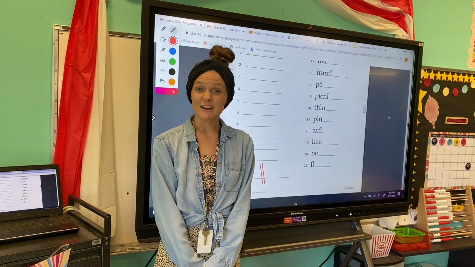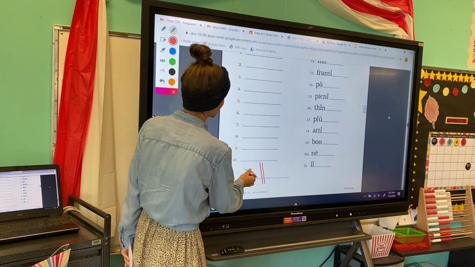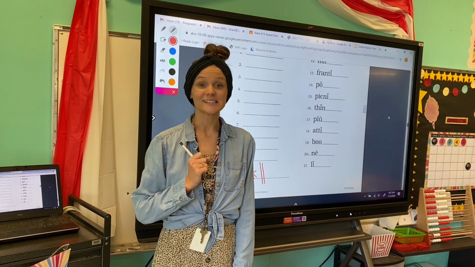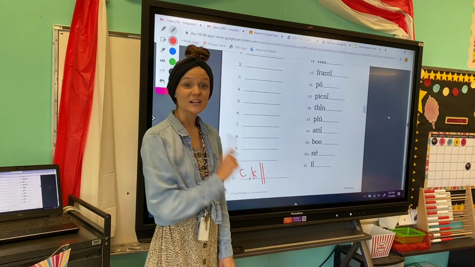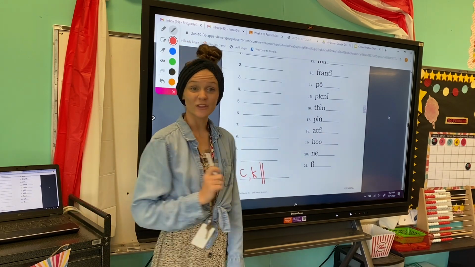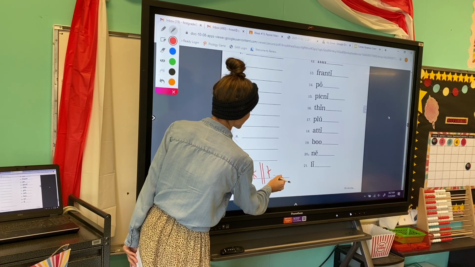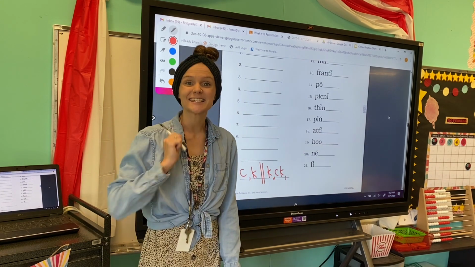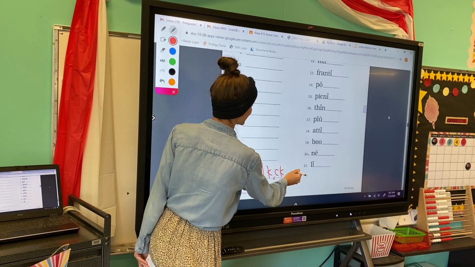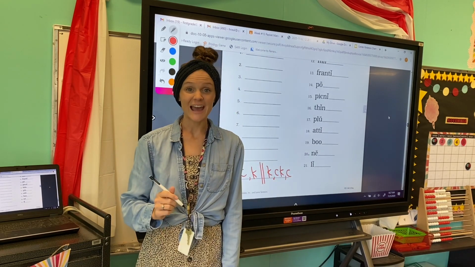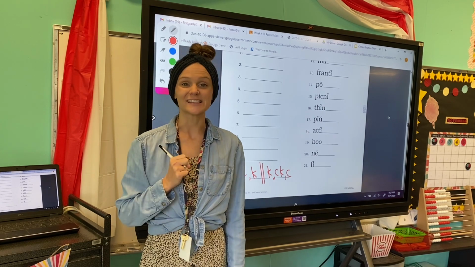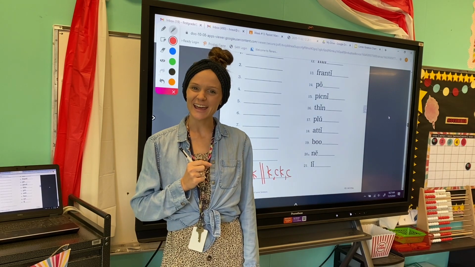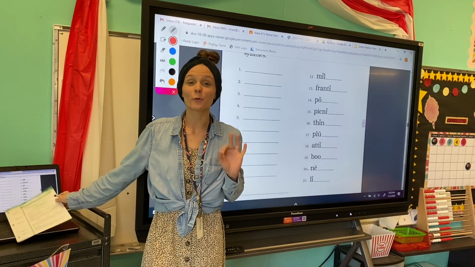So at the beginning of a word, we know that C can make K and K can make the K sound. At the end of a word, in the past, we learned that K can make K, CK can make K. And today, we learned that C can also make K at the end of a word if it is a more than one syllable word. Very good. All right, friends, so let's do some practice with this.